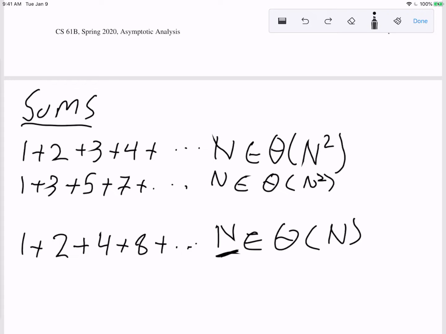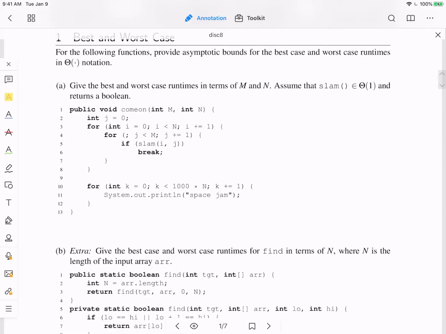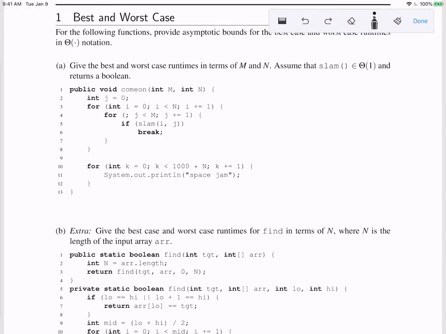Okay, so now we got those sums out of the way. Let's go to the first problem. The first problem, we're doing runtime analysis, and specifically we're doing best versus worst case. So best and worst case runtime analysis.